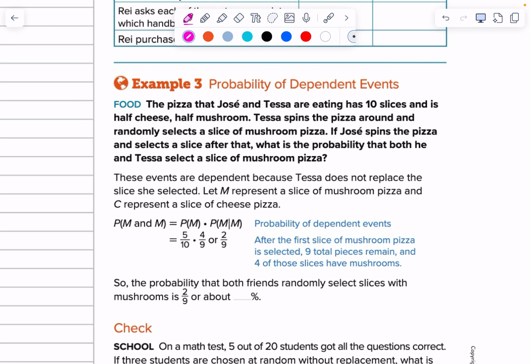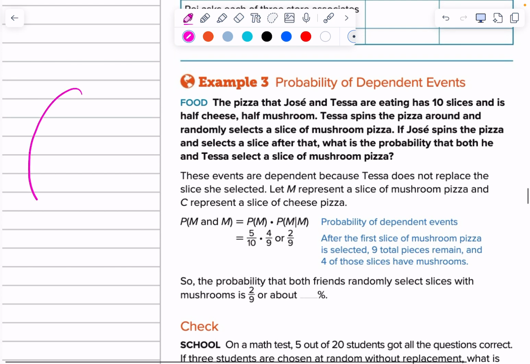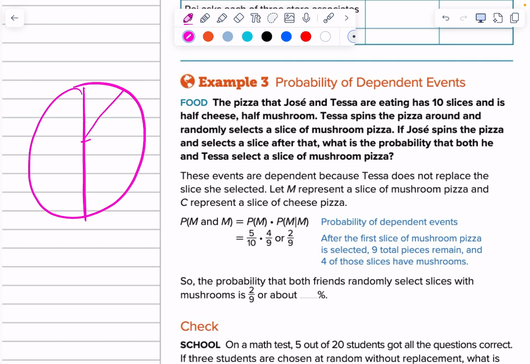All right, the pizza that Jose and Tessa are eating has 10 slices and is half cheese, half mushroom. I'm going to draw a picture. 1, 2, 3, 4, 5. Half cheese, half mushroom. There's my picture.